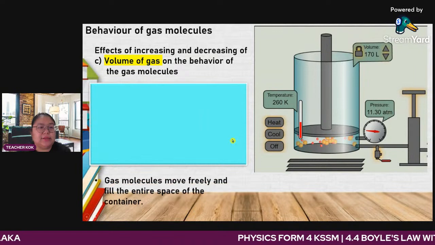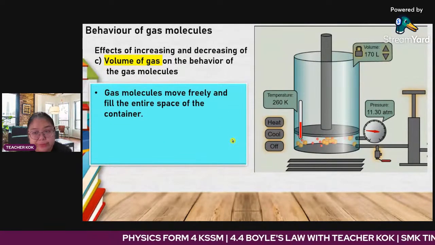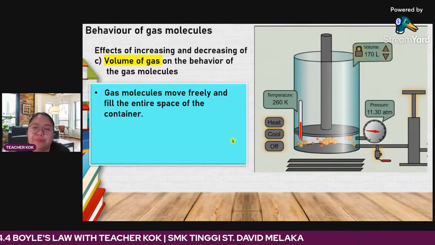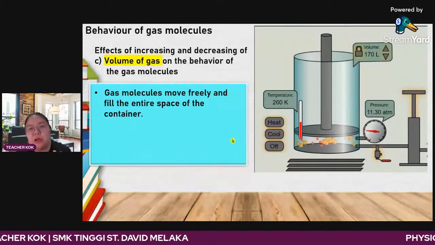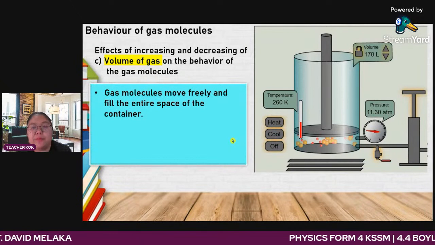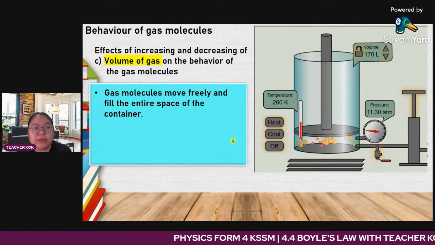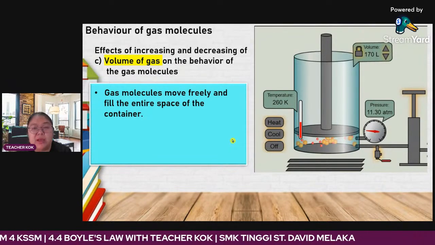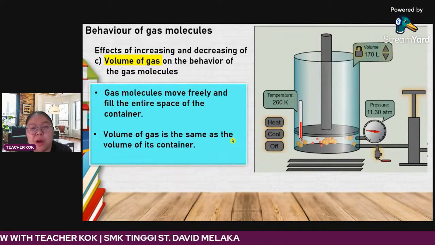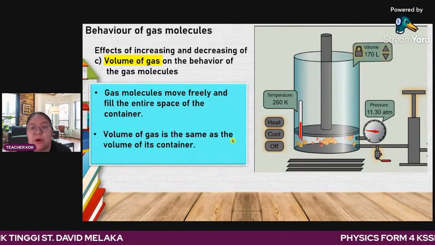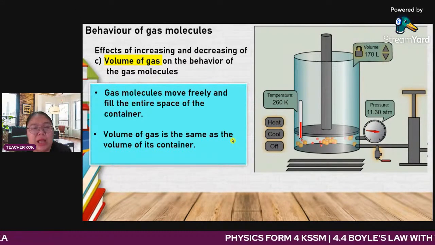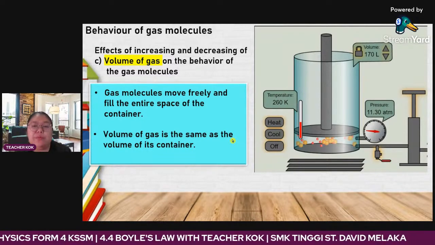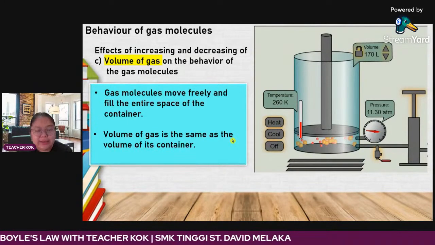Okay, the explanation is like this. Gas molecules move freely and fill the entire space of the container. If your container is bigger, the gas fills the whole container. If you make the container smaller, inside is also gas, is it? So the volume lets the gas move. From here we can conclude the volume of the gas is the same as the volume of the container. So the gas doesn't have a certain volume; the volume must depend on the container volume. So this is the behavior of the gas molecules.